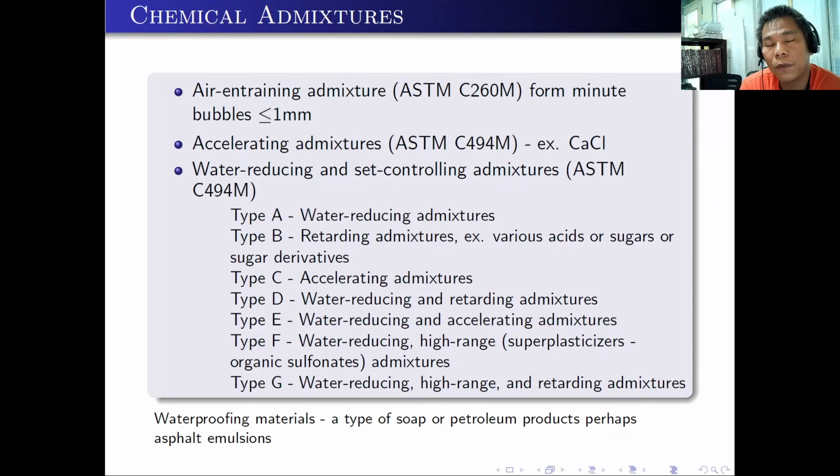Take note, if you have to reduce your water, again, the workability will be affected. So in order that it can still be workable, you need to add water reducing admixtures, or we call it the superplasticizer, the high range water reducer. Also, we have the medium range water reducer. Also note that waterproofing material is a type of soap or petroleum products, perhaps asphalt emulsions. You can also add that one in your concrete mix.